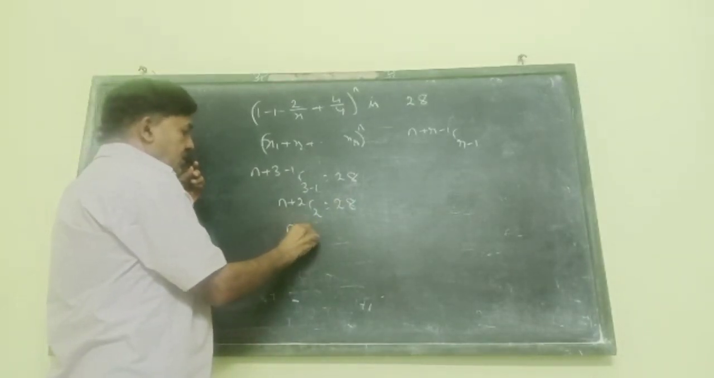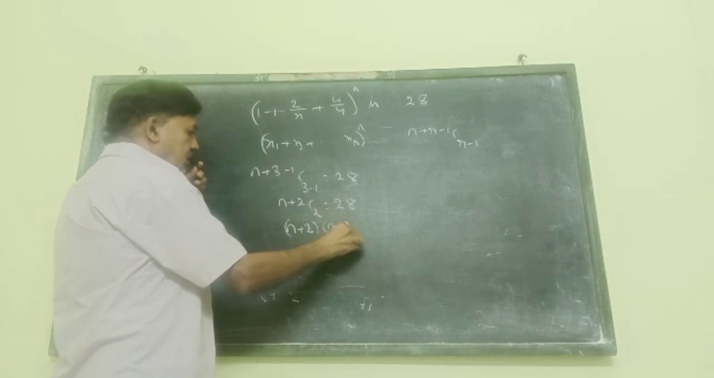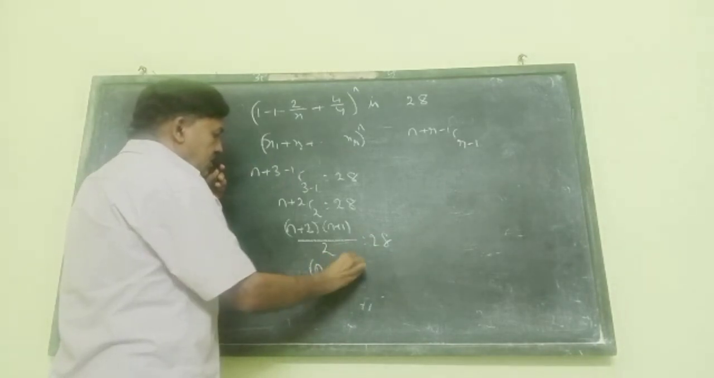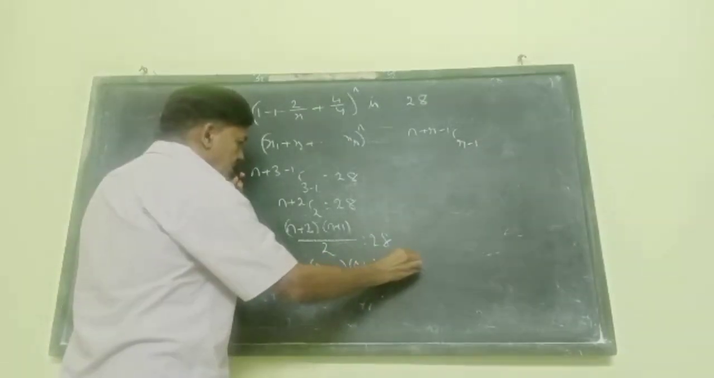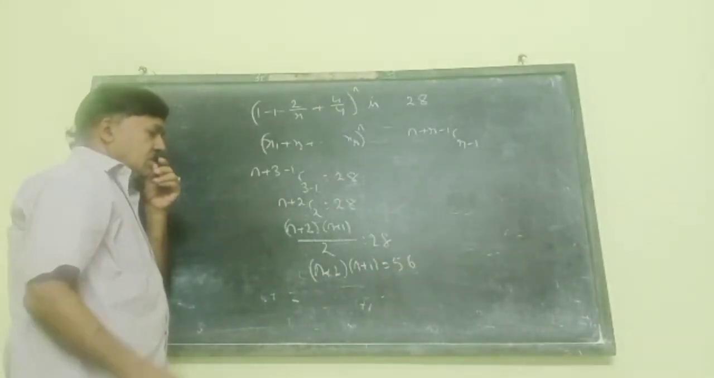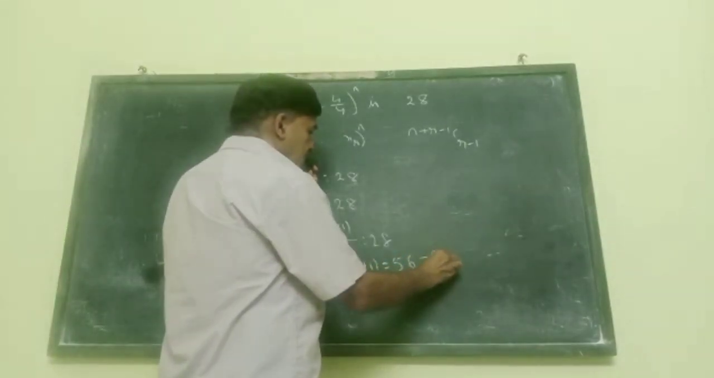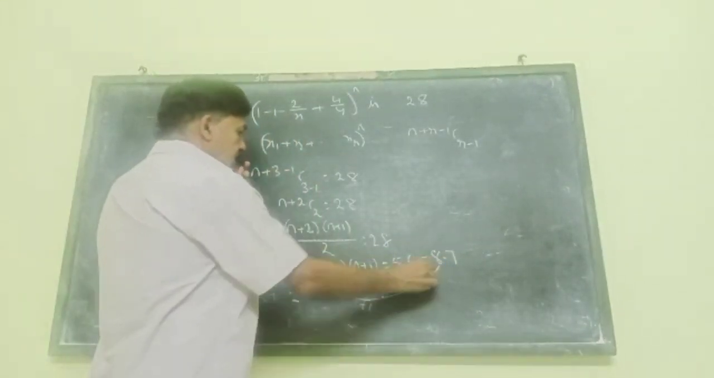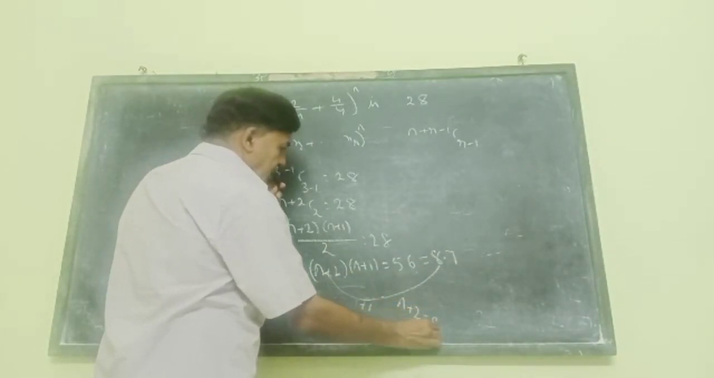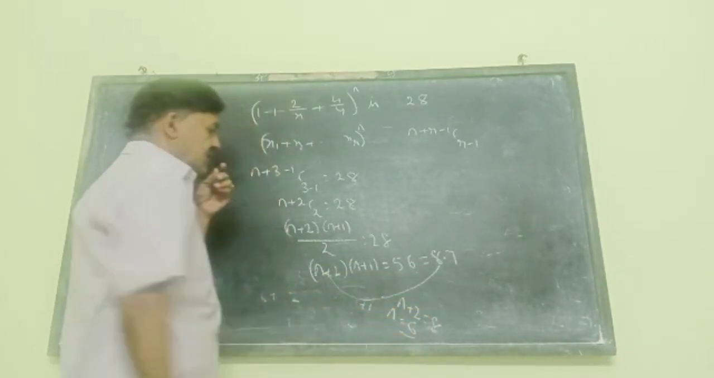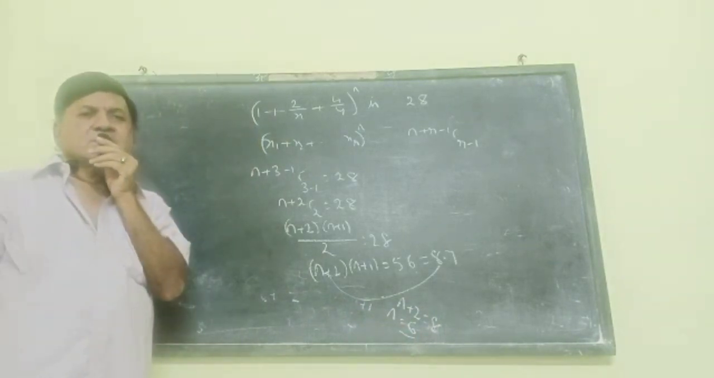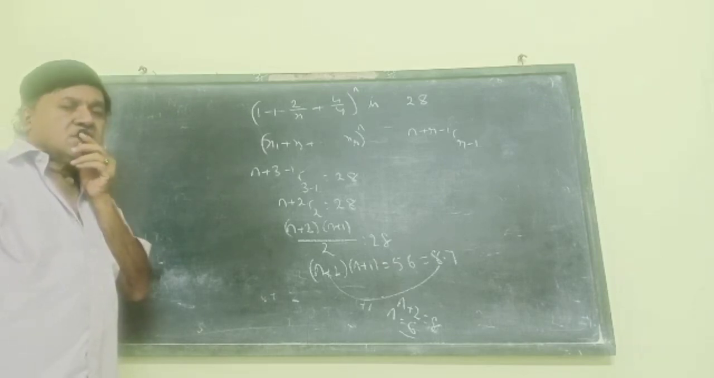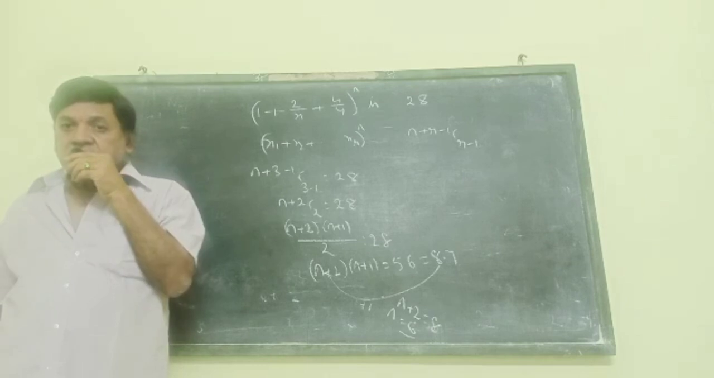So n plus 2 c2 is equal to 28. This is what? N plus 2 into n plus 1 by 2 is equal to 28. N plus 2 into n plus 1 is equal to 56. This can be written as what? 8 into 7, correct? So your n plus 2 must be what? 8. Then n is equal to how much? 6. Or you can put n plus 1 is equal to 7. Then you will get n is equal to 6. Still you will get your answer like that. Okay, understood?